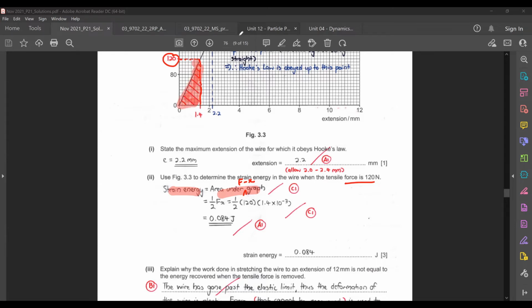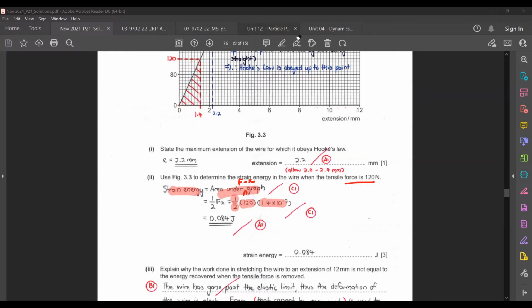This one is the area of a triangle. So I'm trying to find the area of a triangle here. So it's half F times the X. My extension here is 1.4 times 10 to the power minus 3. Okay, so that's how you do this.